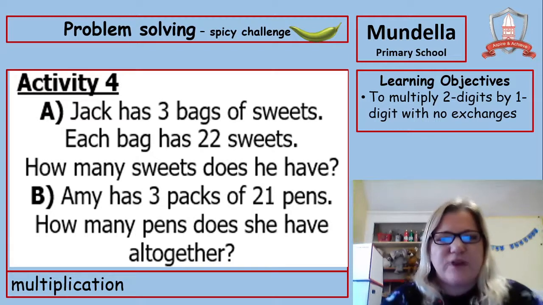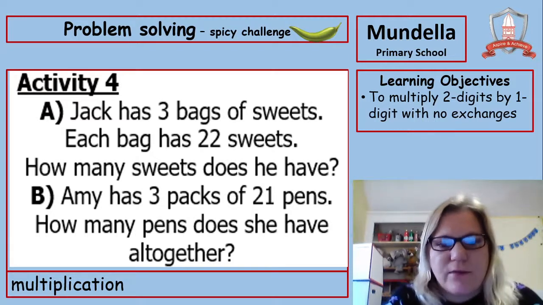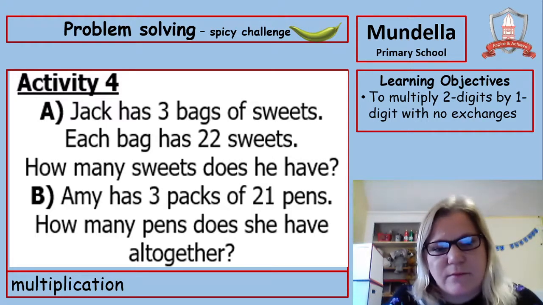For the spicy challenge today, Jack has 3 bags of sweets. Each bag has 22 sweets. How many sweets does he have? And Amy has 3 packs of 21 pens. How many pens does she have altogether? If you're going to do the spicy challenge, pause the video now.